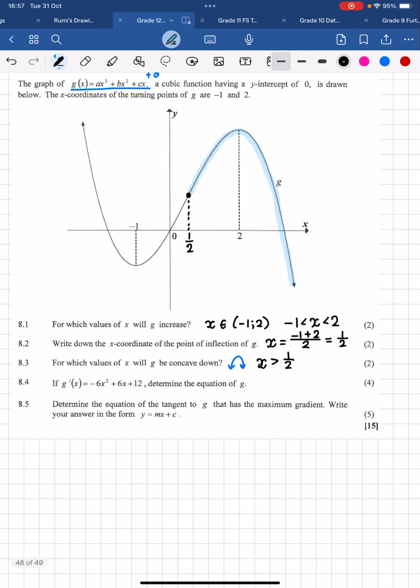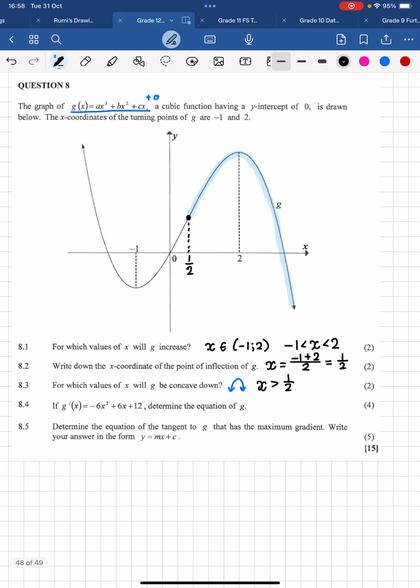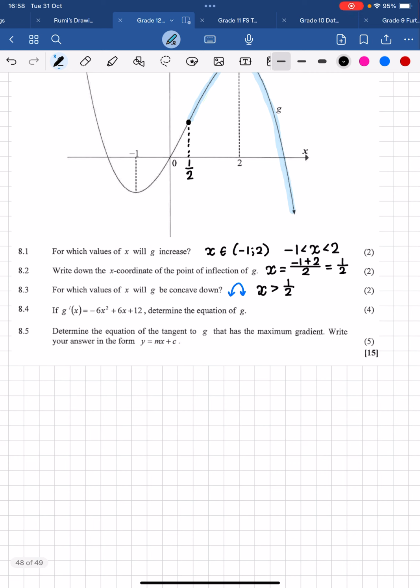Okay, if g dash x is this, determine the equation of g. Guys, this is a very unusual way of asking us to find the equation of the cubic graph. I'm going to do another example where they've given you points and you need to sub those in. But this is a very unusual way of asking it, which is why it is problem solving. So I'm actually going to write this down.